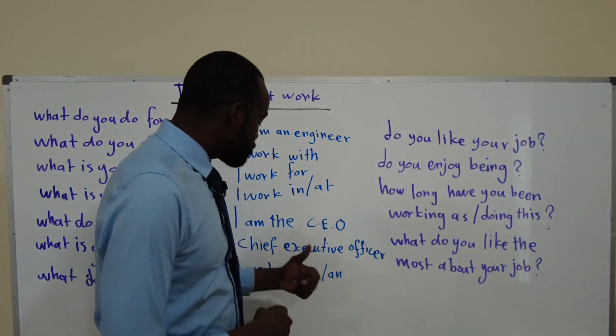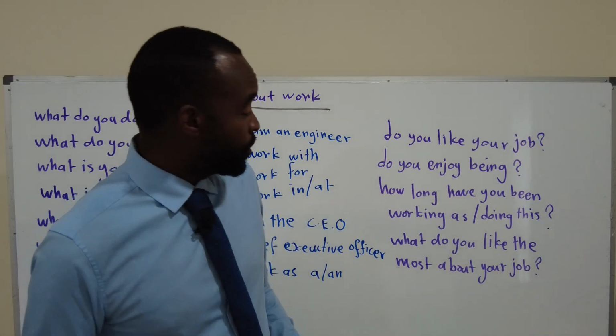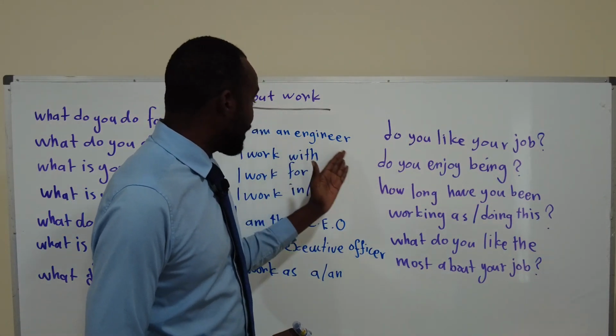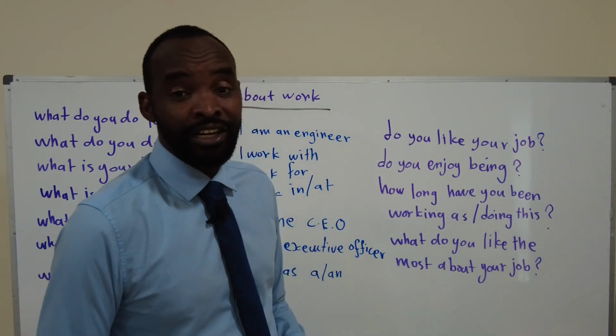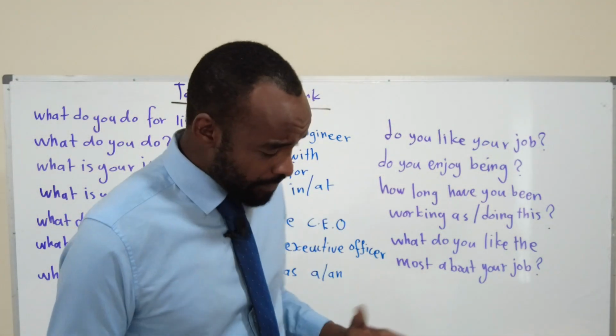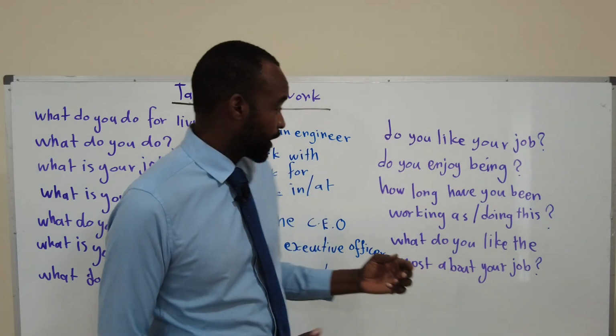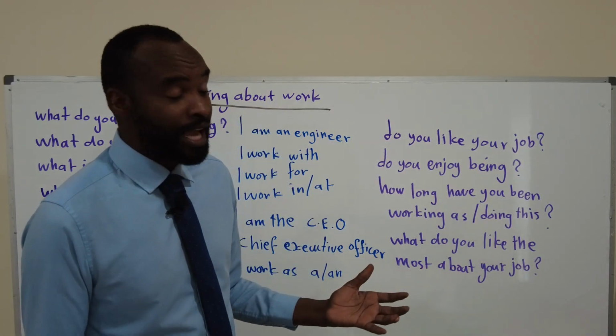Now, I work as, for example, I work as an engineer. So you can say, I am an engineer, or I work as an engineer. I am a doctor, or I work as a doctor. Different ways to express yourself when talking about your job. It's very easy and simple, actually. Additional questions might be asked.